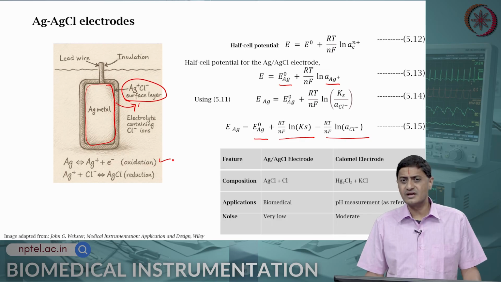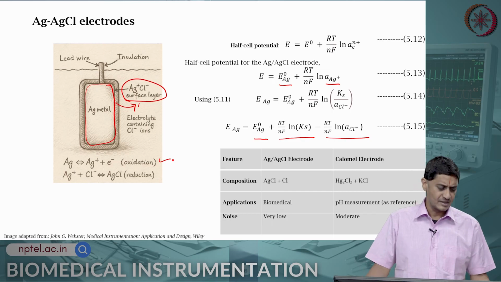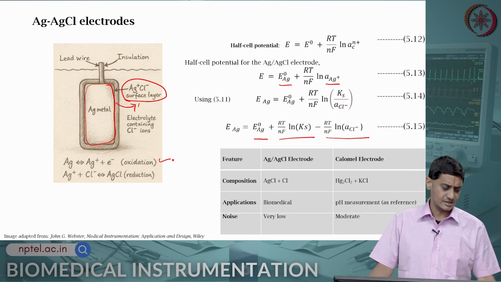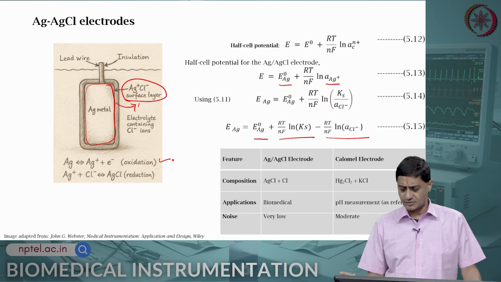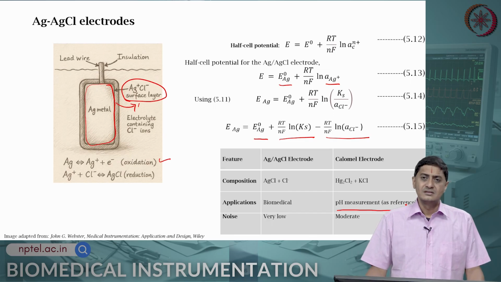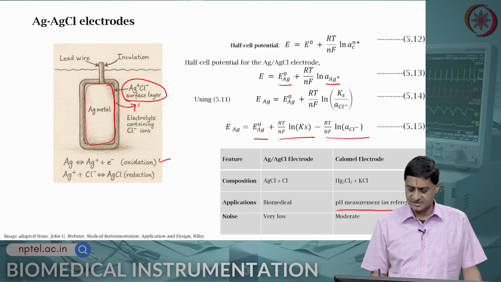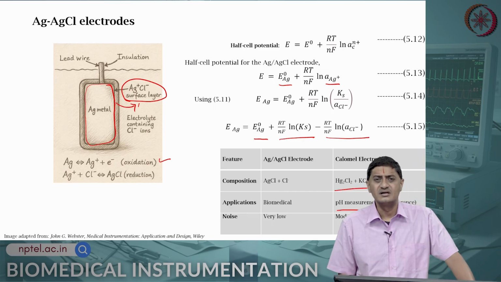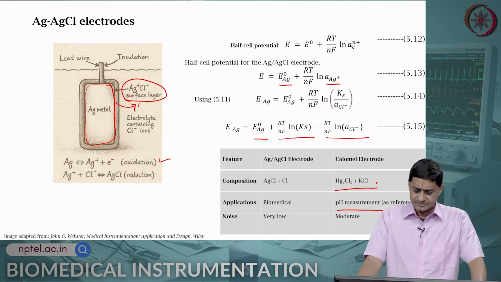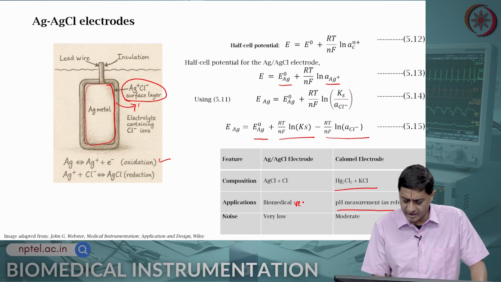I can compare another nearly perfectly non-polarizable electrode, the Calomel electrode, which is quite frequently used as a pH electrode. Calomel is essentially mercurous chloride, and so this is the composition of the Calomel electrode, whereas the silver chloride electrode is frequently used for biomedical recording applications.